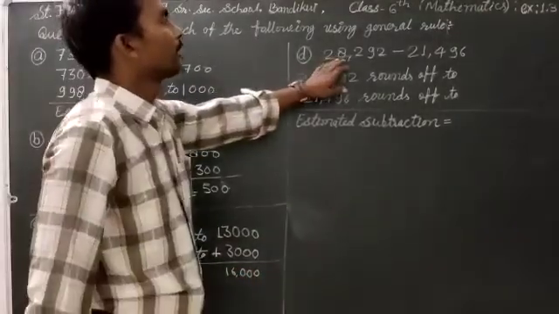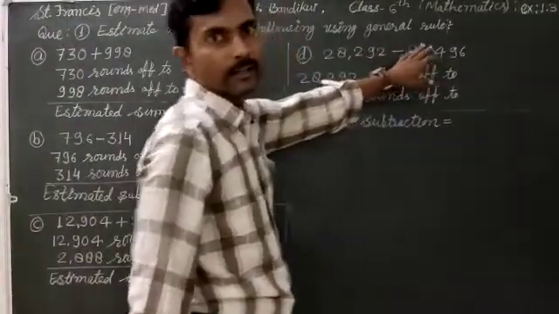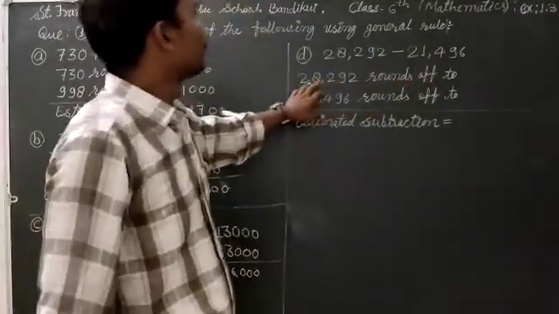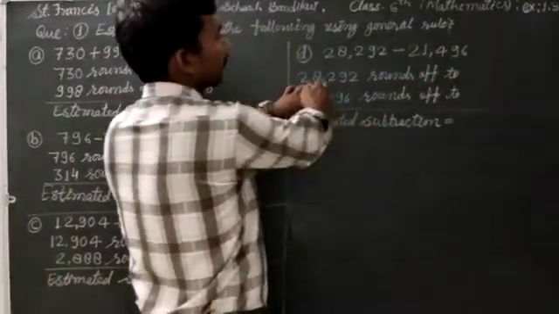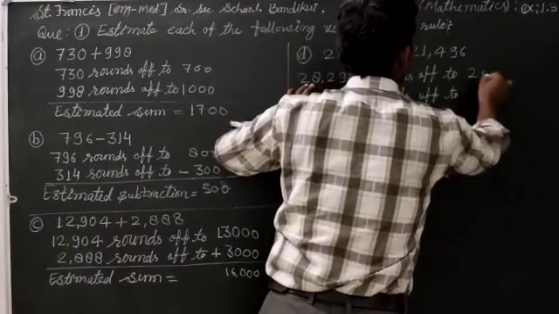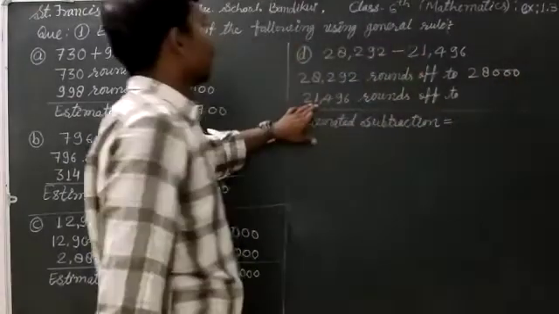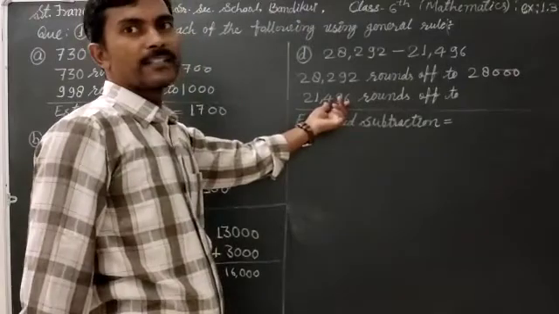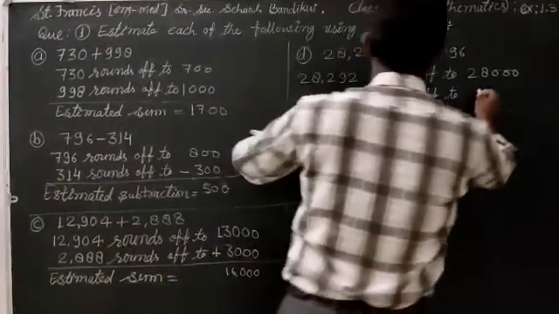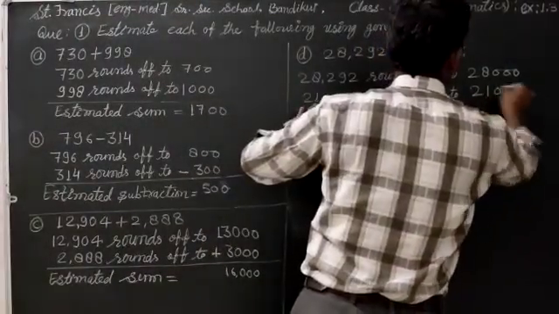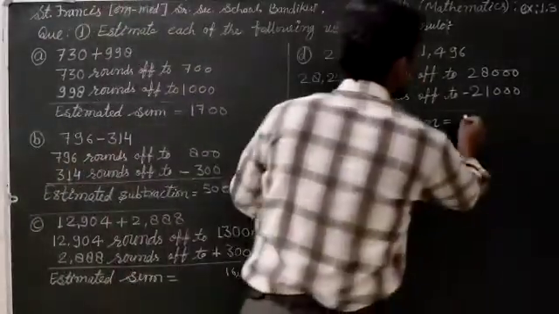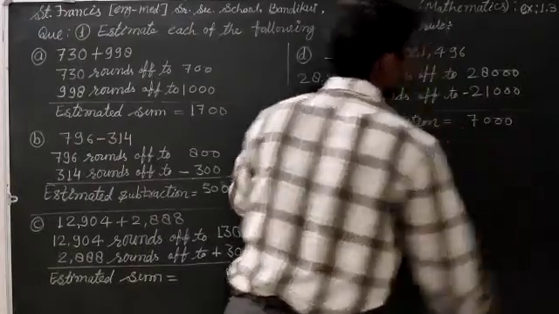In this question, 28,292 minus 21,496. 28,292 rounds off to 28,000 because this number is less than 500. And 21,496: 496 is less than 500, so it rounds off to 21,000. In this subtraction, the estimated subtraction will be 7,000. So question first is complete.